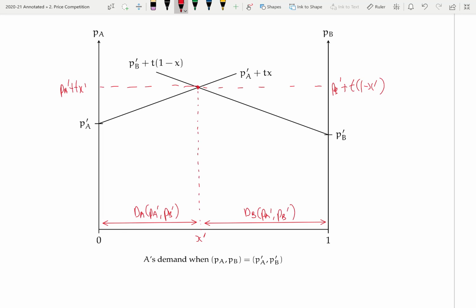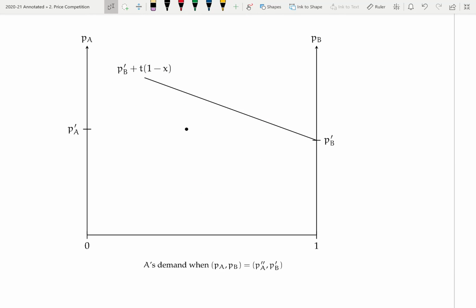So we found one point on A's demand curve. This point here is on A's demand curve when B's price is PB dash. It's the point on A's demand curve when A's price is PA dash, given that firm B's price is PB dash. In the next 2 diagrams, we're going to find some other points on A's demand curve and then draw A's demand curve, given B's price is PB dash.